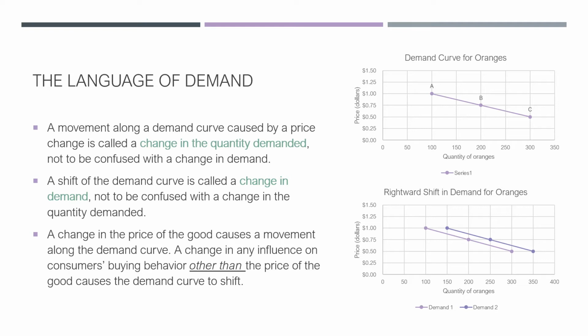The proper use of these terms helps us distinguish between a movement along a demand curve and a shift of the demand curve. When we move along a demand curve, we call the resulting change in the quantity that consumers want to buy a change in the quantity demanded. For example, the drop in price from $1 to 75 cents caused a movement along the demand curve.